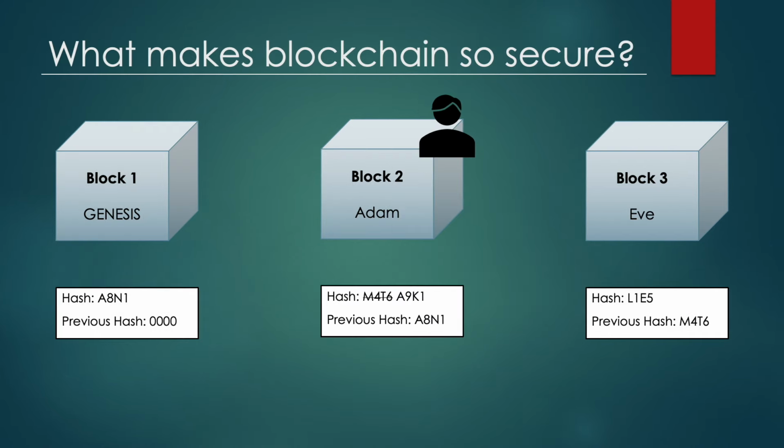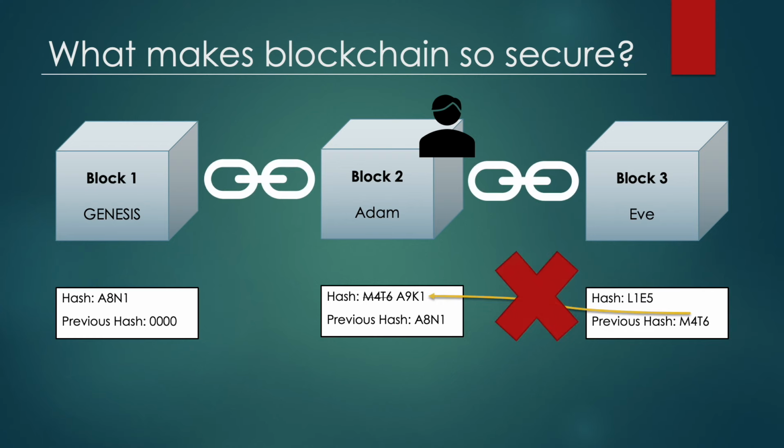Let's look at what makes blockchain so secure with a practical example. Assume that a hacker can change the data present in block 2. As a result, the hash of the block changes as well. But block 3 still contains the old hash of block 2. This makes block 3 and all succeeding blocks invalid as they do not have the correct hash of the previous block. Thus, changing a single block can quickly make all the following blocks invalid.